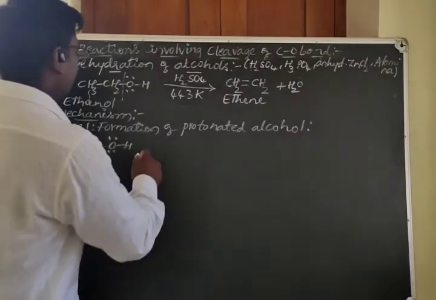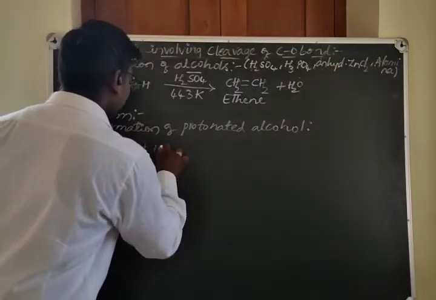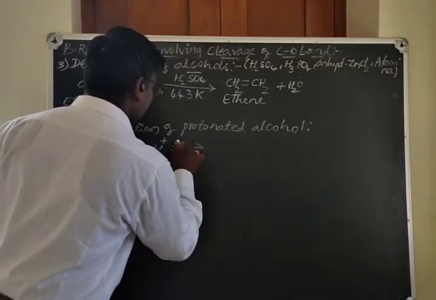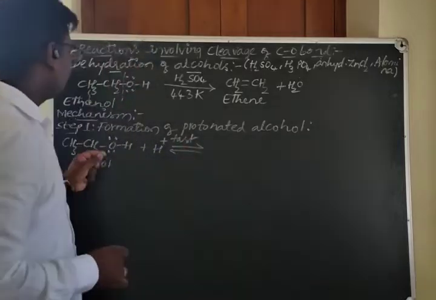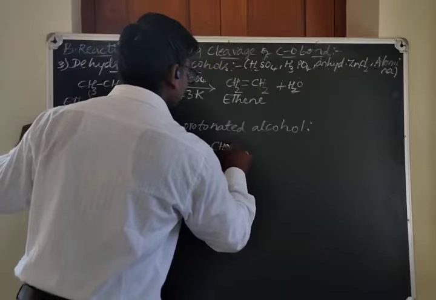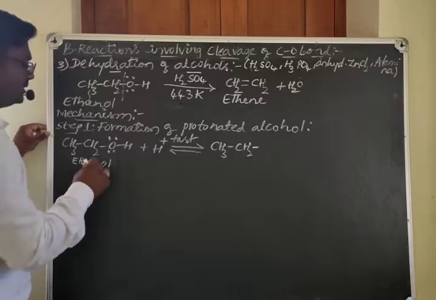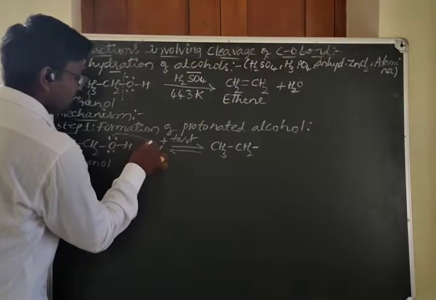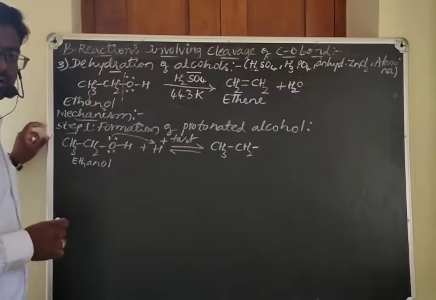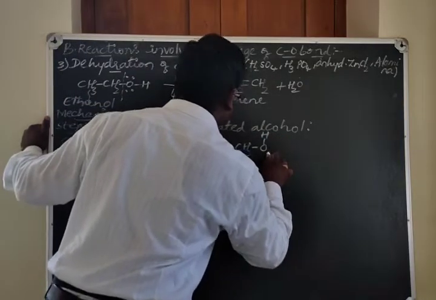When you add the acid onto this, acid is represented with the H plus ion. It is a fast step. The attack of the H plus ion onto the alcohol is a fast step, and it forms a protonated alcohol. How? The lone pair of electrons on the oxygen will take up this H plus ion. Due to the sharing of the lone pair of electrons, the oxygen gains a positive charge like this.